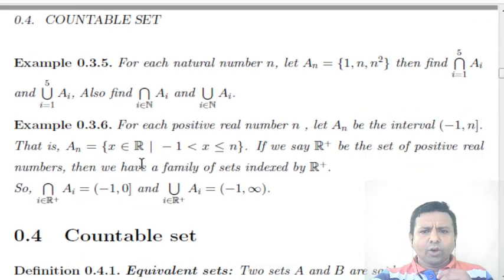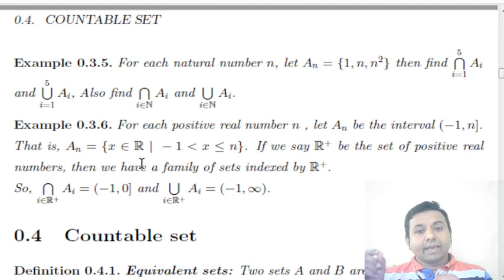Now we have more examples. For each natural number n, let us define An as {1, n, n square}. That is, what is A1? {1, 1, 1 square}, that is the singleton set {1}. What is A2? {1, 2, 4}. What is A3? {1, 3, 9}. You can easily understand.